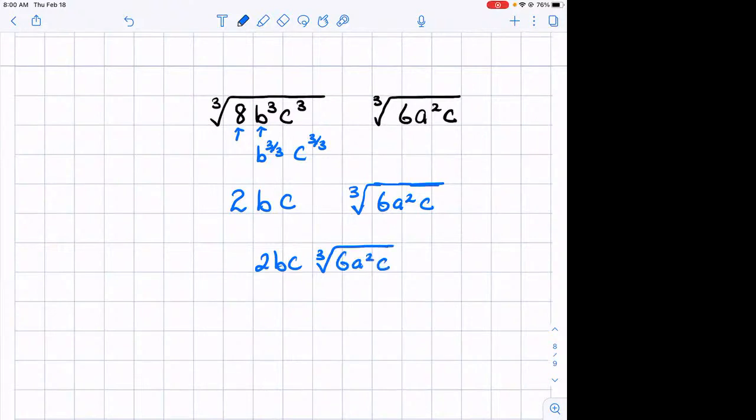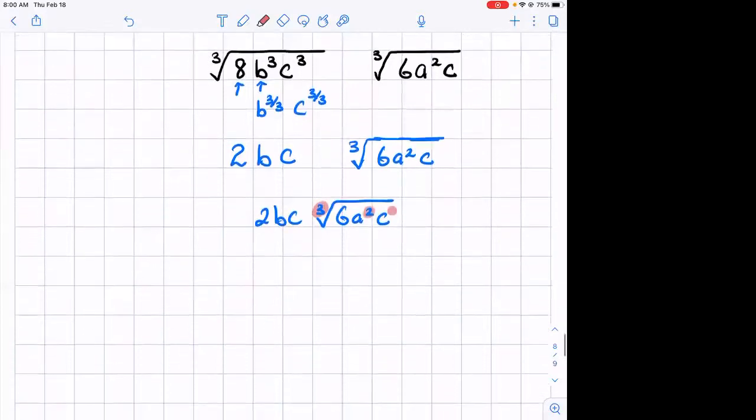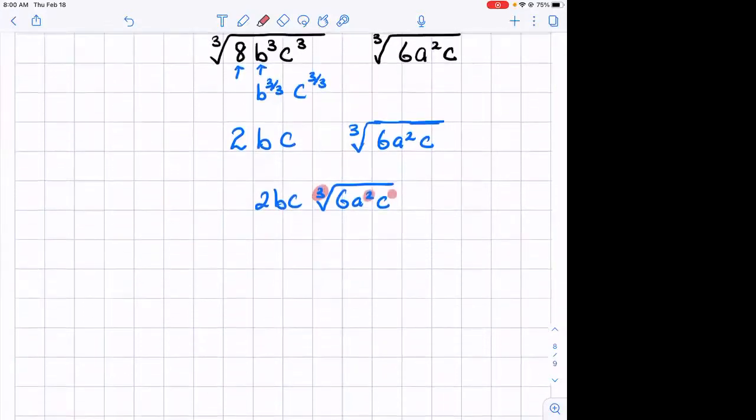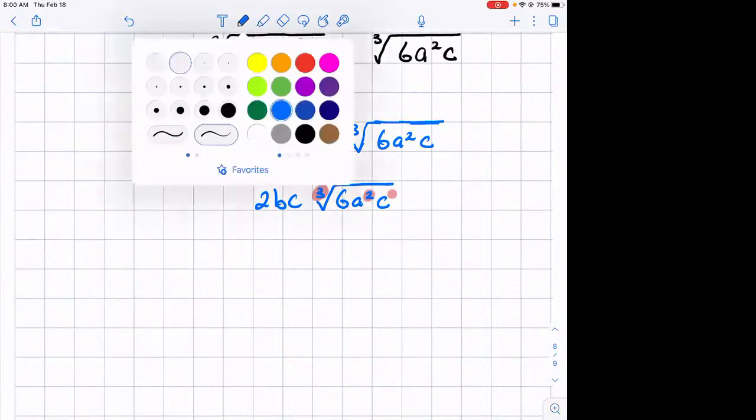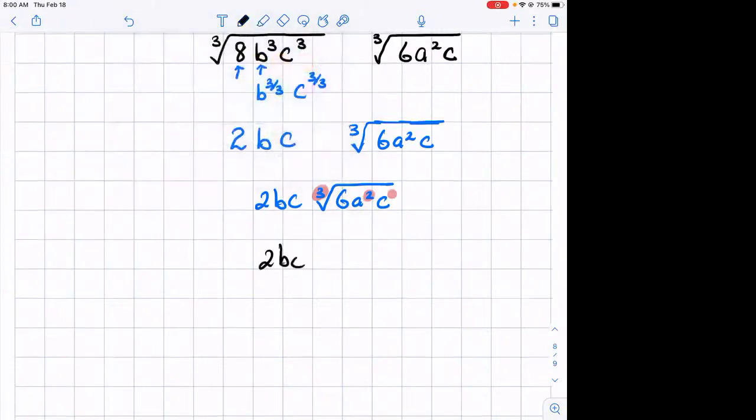So just as a hint, always look at your final answer. Notice that if any of the powers under the radical sign is bigger than or the same as the index, then it can be simplified. Anytime the power of the radicand is equal to or bigger than the index of the radical, then you can simplify further. In this case, we cannot, so the final answer is 2bc times the cube root of 6a squared c.